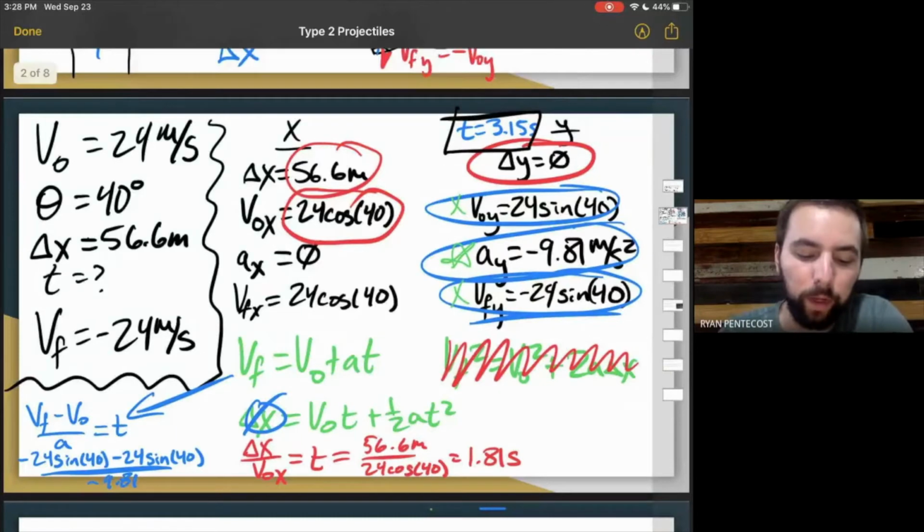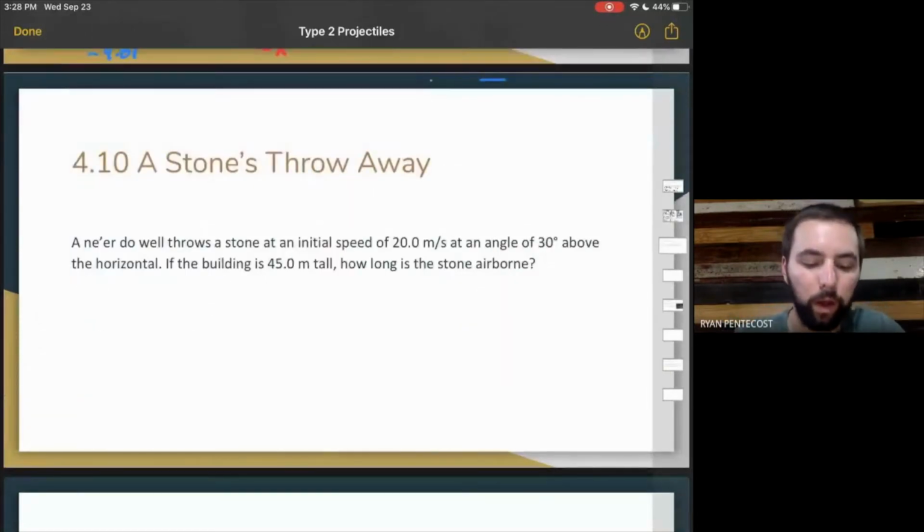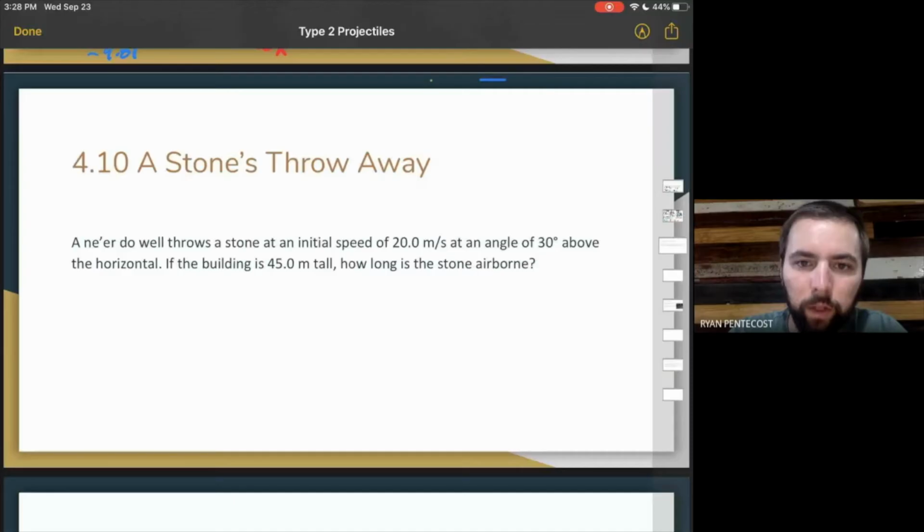All right, next problem, a stone's throw away. A ne'er-do-well throws a stone at an initial speed of 20 meters per second at an angle of 30 degrees above the horizontal. If the building is 40, oh, is he throwing it off a building? Oh, yikes, yeah, he is. Okay, so he throws a stone off a building. If the building is 45 meters tall, how long is the stone airborne? Okay, so it is going to go a long ways.